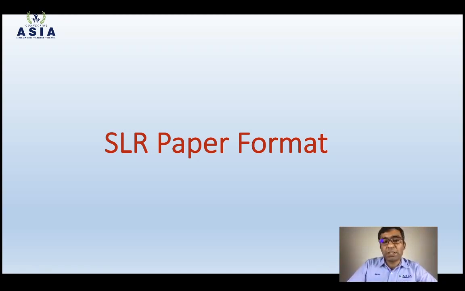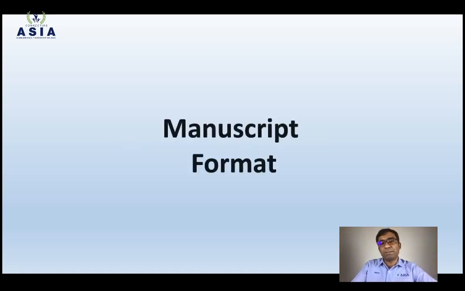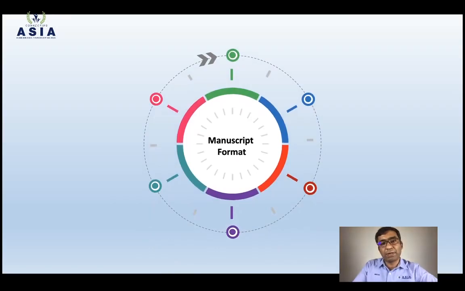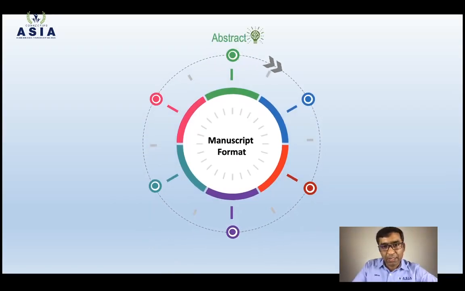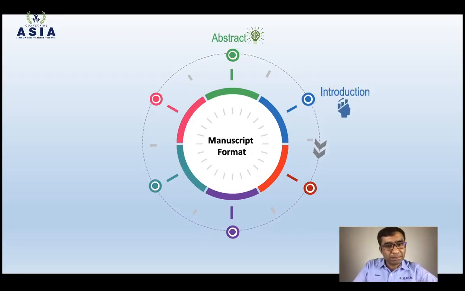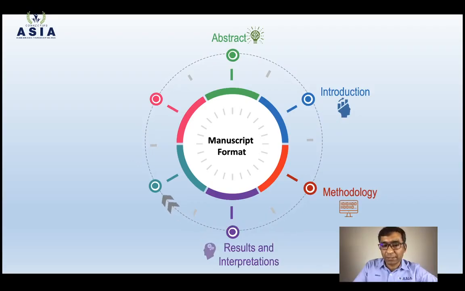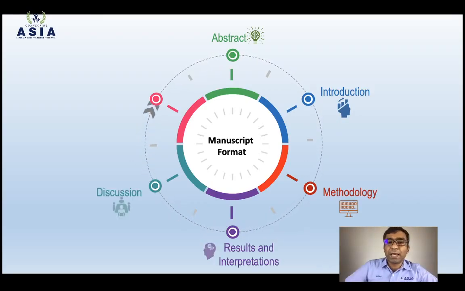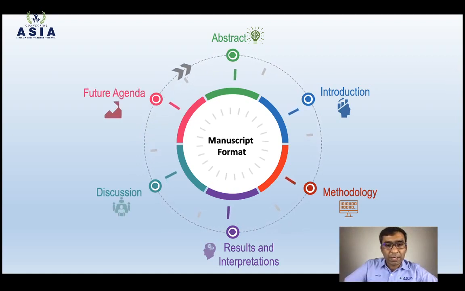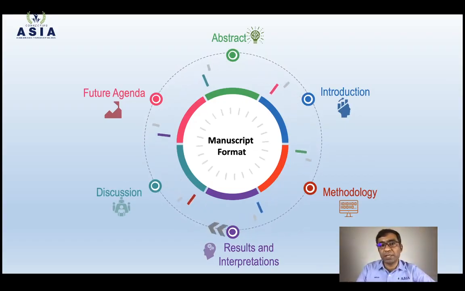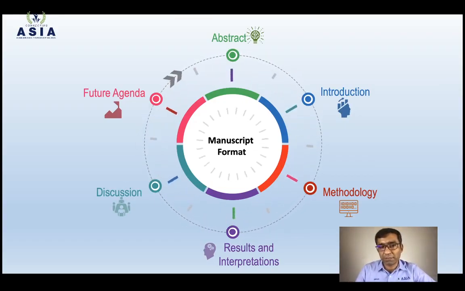So let me start with the paper format, and then we will see how we can move with each part of this manuscript. Typically the manuscript has an abstract. The second point would be your introduction. The third would be methodology, then results and interpretation, and then discussion. And finally, the most important part of any systematic literature review process is to provide a future agenda. So these are the 6 major components of your systematic literature review paper.